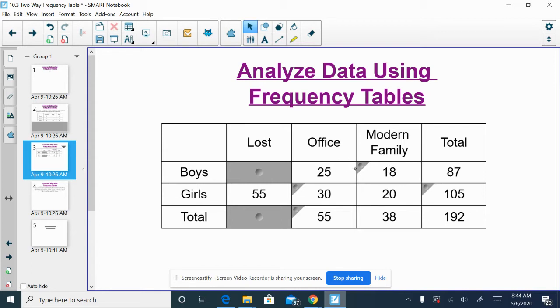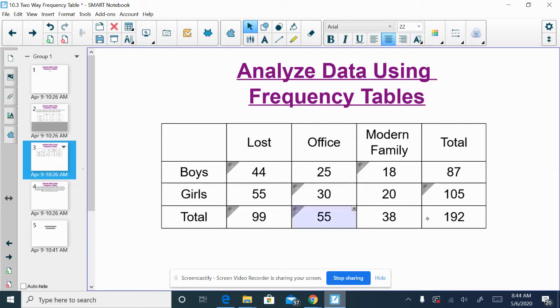And same idea here. This plus an unknown is 87. So we could do 87 minus this, and that would give us 44. And the same thing, these add up to 99, and this plus this should also be 99. So you're doing things like that.